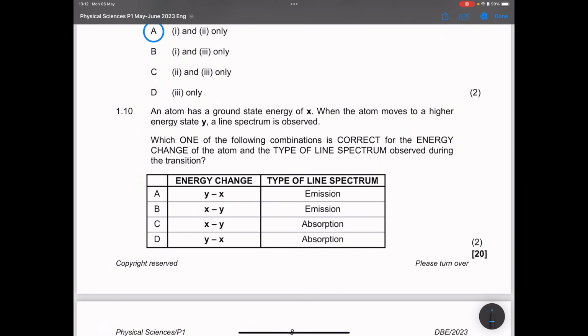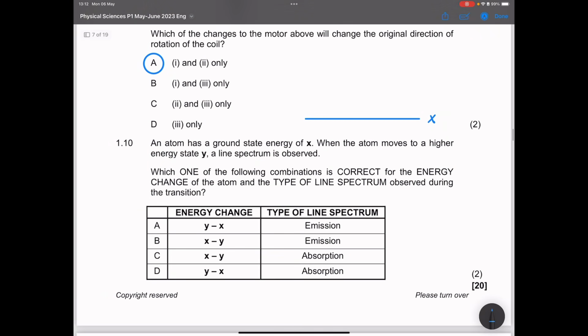Okay, so if we were going to draw this, it has a ground state at X, and they say when the atom moves to a higher energy state. So if we suppose that this would be a higher energy state, that's our ground state X, and it moves to a higher energy state Y, they say a line spectrum is observed. Remember that the atom is actually moving from ground to, in this case, a higher energy state.